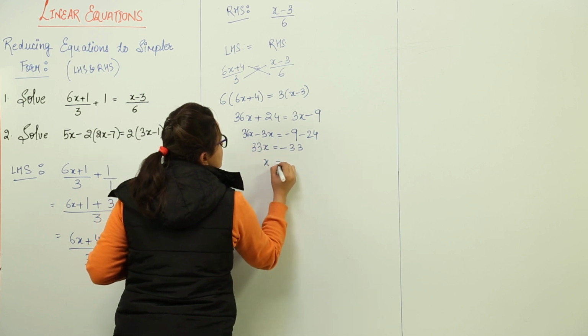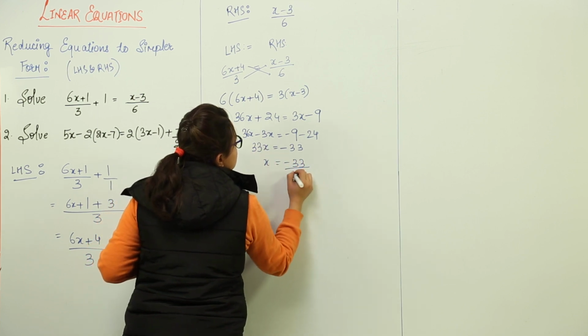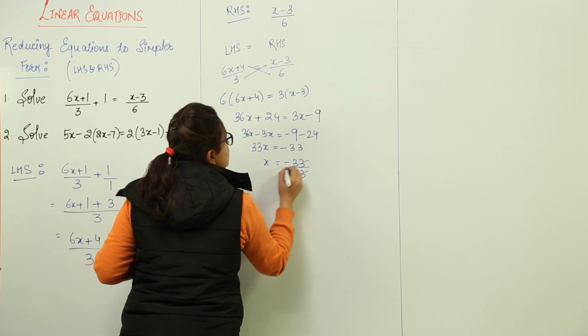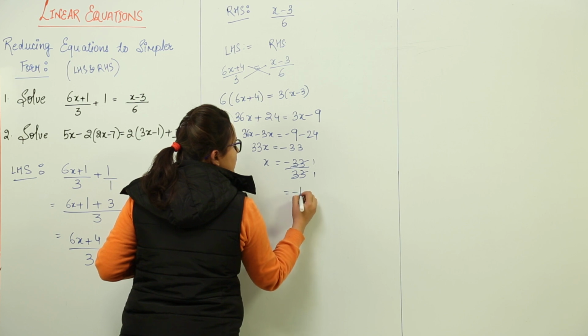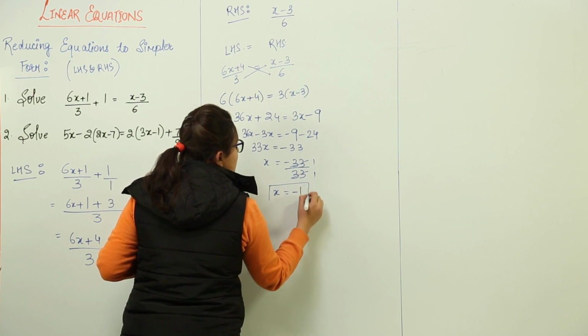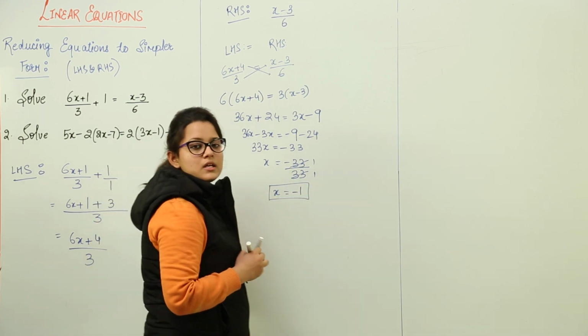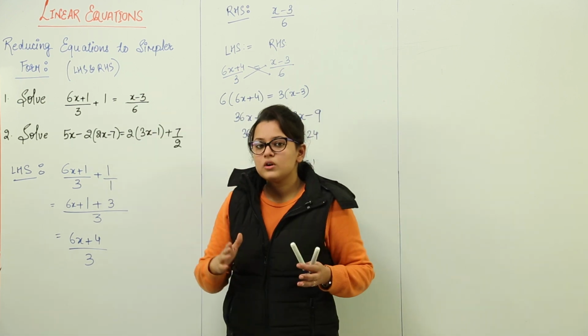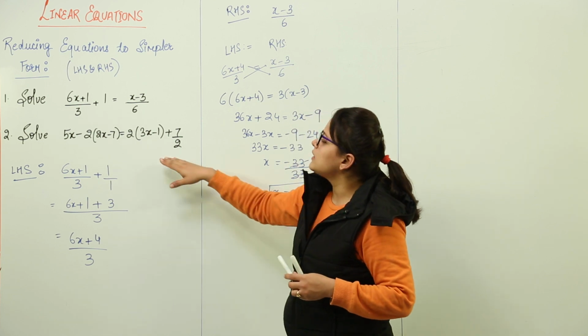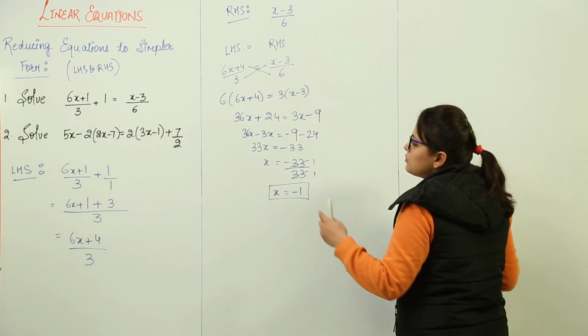So here the x will come out to be minus 33 over 33. 33 and 33 gets cancelled by 1. What is minus 1 over 1? Minus 1 only. So x comes out to be minus 1. That's how we solve the equation. Now just for your easy purpose, I am taking another example also. We'll do the same thing.